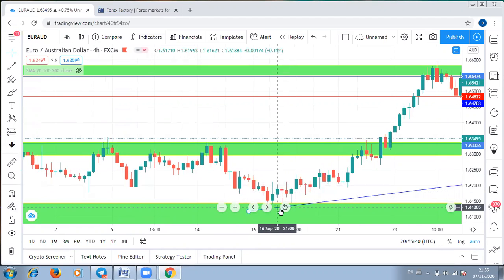This doji is telling us that the seller sold this pair down, but the bears did not, the buyers did not allow them. They bought it and continued to buy it, and the buying pressure made this candle almost close at its opening price. So this rejection tells you that the buyers are also in the market, that they don't want the prices to go down.